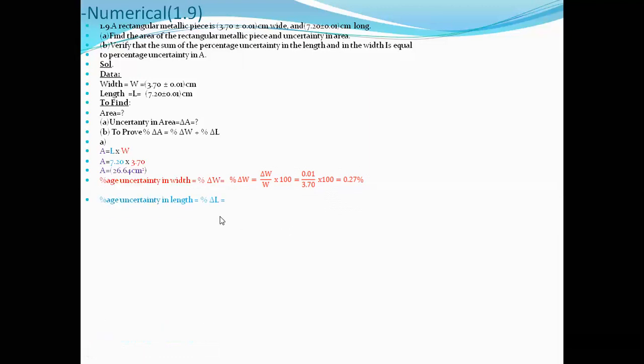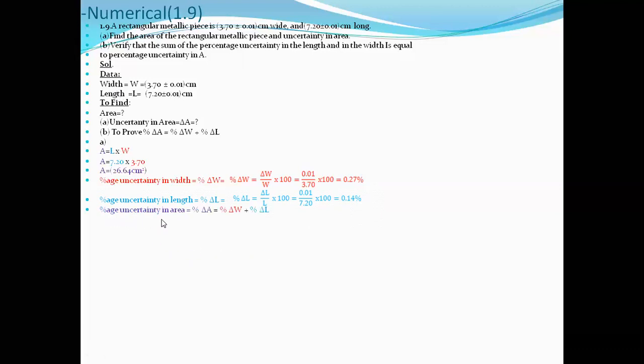Now, the percentage uncertainty in the case of length is 0.01 divided by the length, which is 7.2. If we multiply it by 100, what do we get? 0.14%. So 0.27% is the percentage uncertainty of width, whereas 0.14% is the percentage uncertainty of the length.